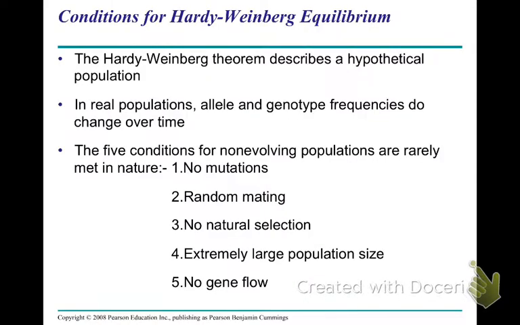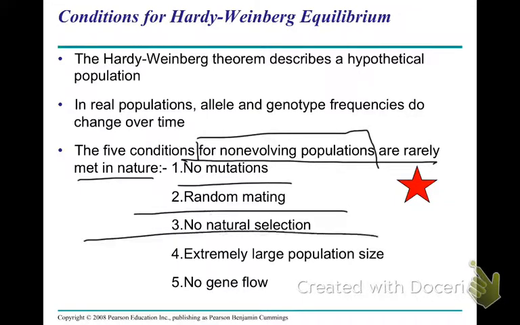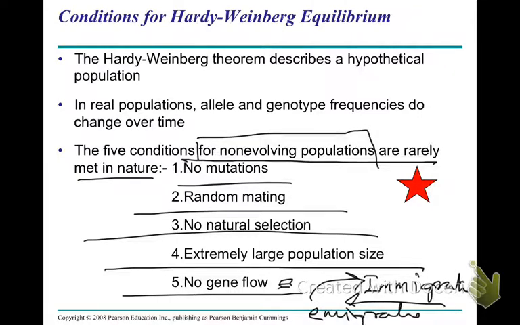So the conditions for Hardy-Weinberg equilibrium is for a non-evolving population, which is rarely met in nature. This is an important sentence. Non-evolving population means there is no mutation, there is random mating, there is no natural selection, it is a large population, there is no gene flow, meaning no immigration and no emigration.